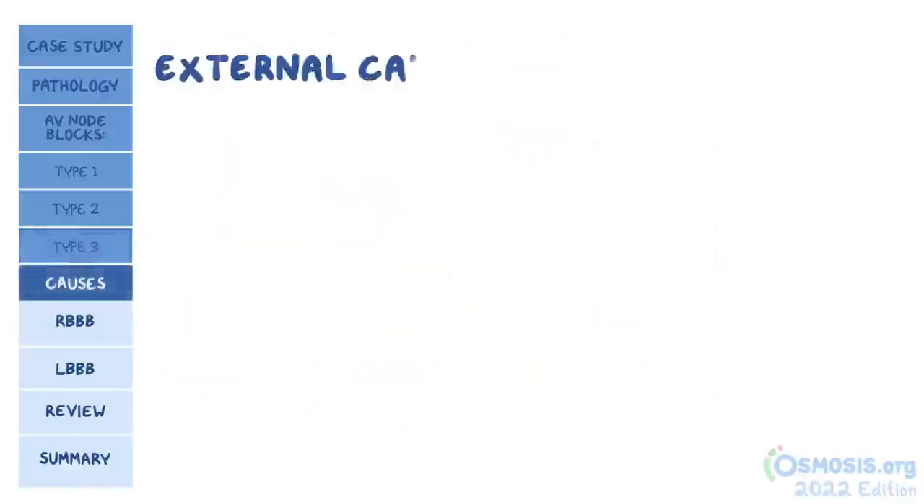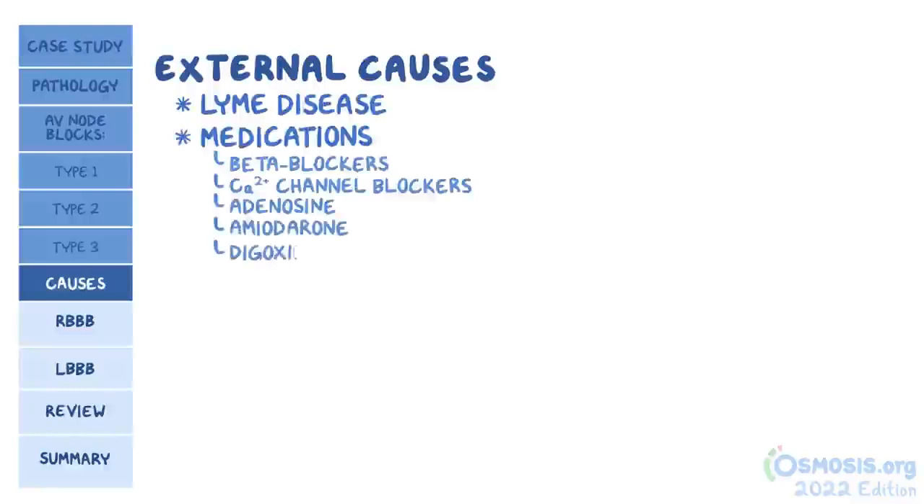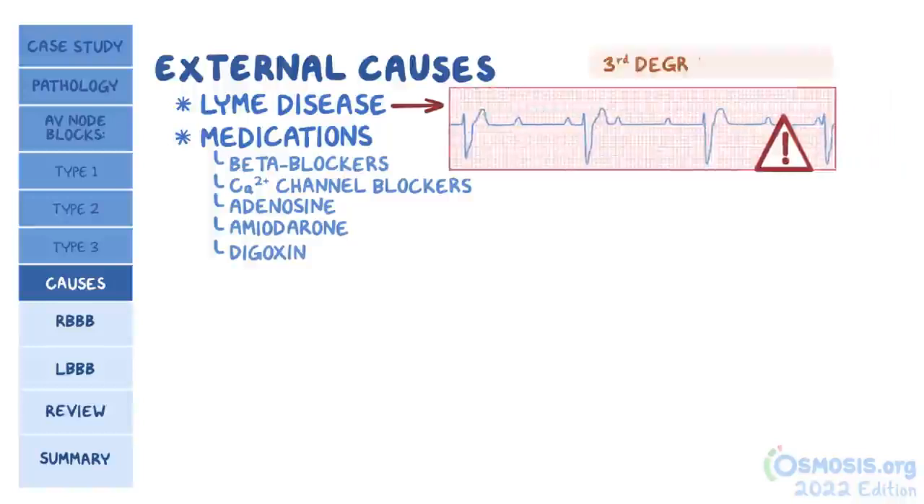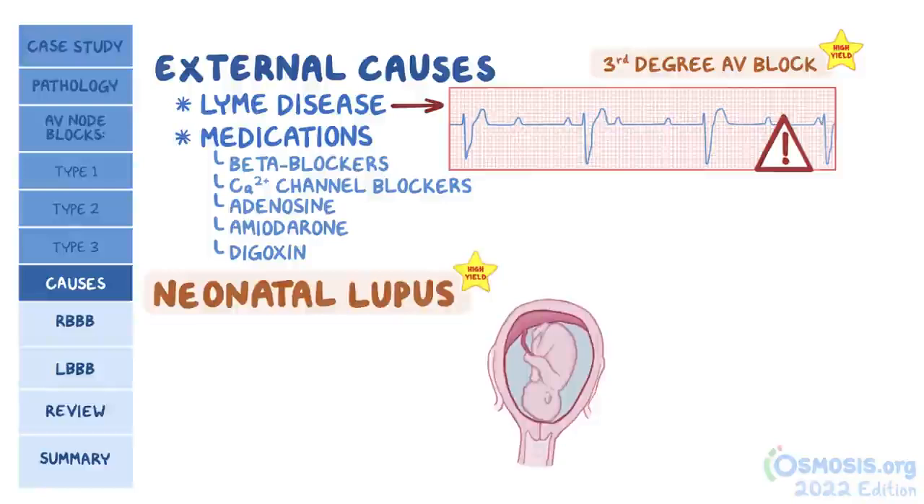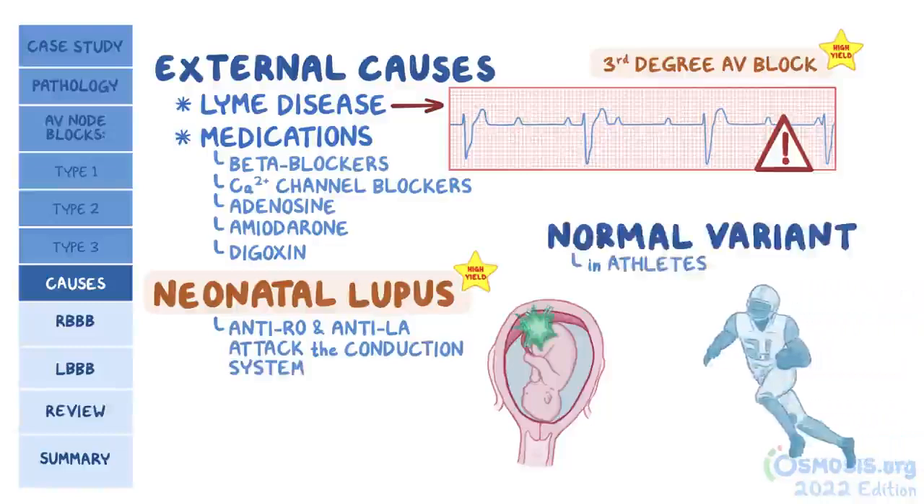Then there are external causes like Lyme disease, and medications such as beta blockers, calcium channel blockers, adenosine, amiodarone, and digoxin. For your exams, remember that Lyme disease is typically associated with third-degree AV block. Interestingly, congenital heart block is a complication of neonatal lupus, which could also show up on your exam. Here, the maternal autoantibodies, called anti-Ro and anti-La antibodies, cross the placenta and attack the conduction system. AV block may also be a normal variant in some circumstances, like in athletes.